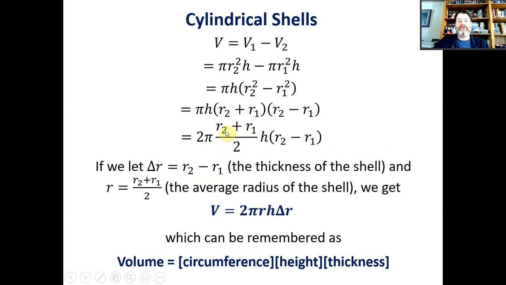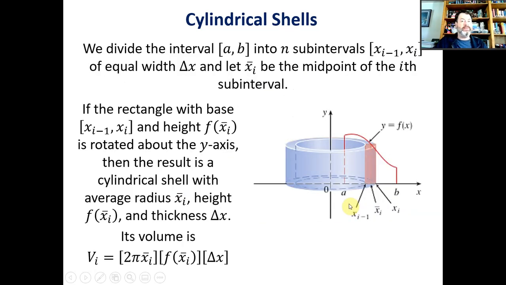Because remember, this right here is the average radius. So if we pick the midpoint of the two radii, it'll be right in the middle, and we can use this formula. So that's why we're doing it. You're allowed to pick any point you want. We're picking the midpoint. And so you have a rectangle here. This is like a little typical rectangle, and that's what gets spun around and makes a shell.